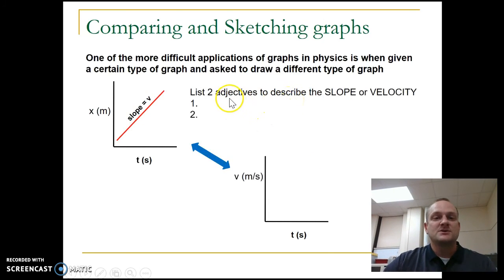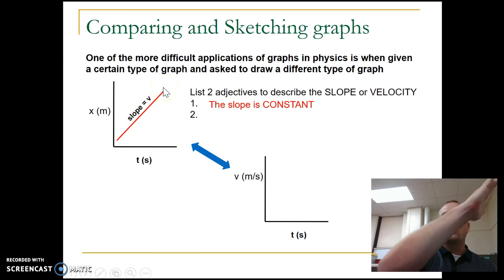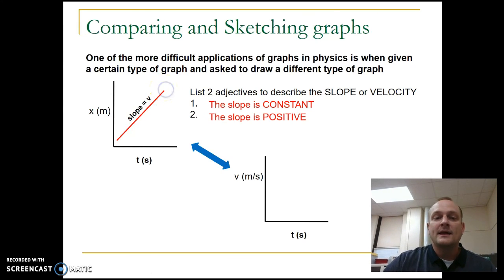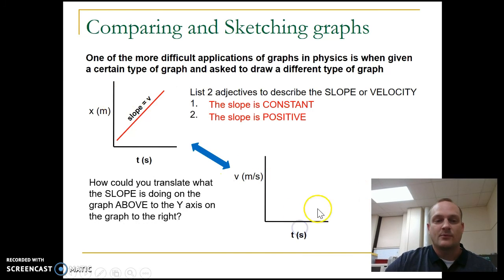Comparing and sketching graphs, right? One of the more difficult applications of graphs in physics is when given a certain type of graph and asked to draw a different type of graph. So let's look at this one. This is a displacement versus time graph. We know the slope is the velocity. List 2 adjectives to describe the slope. Well, I know that the slope is constant, right? The slope is not changing. It's got one steady slope all the way up. And I know that the slope is positive. Well, how do I graph that on a velocity versus time graph?